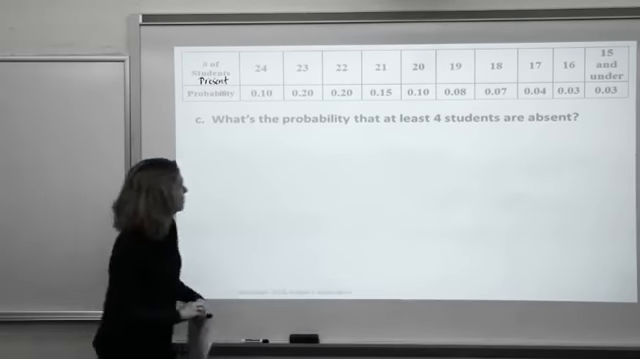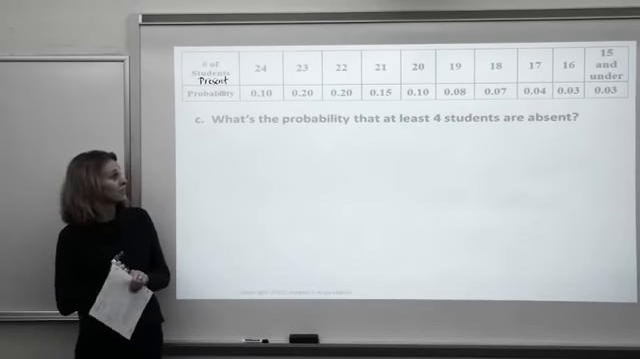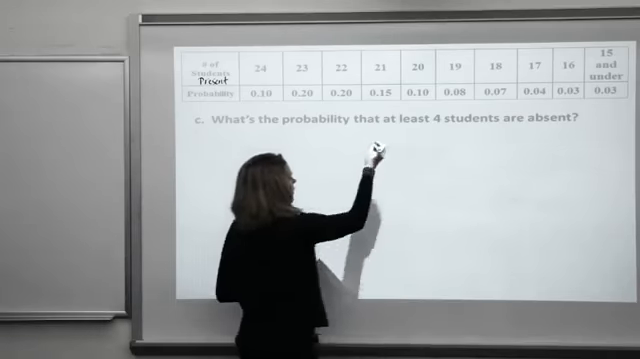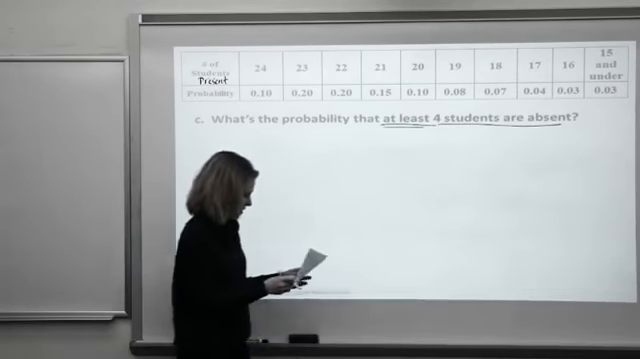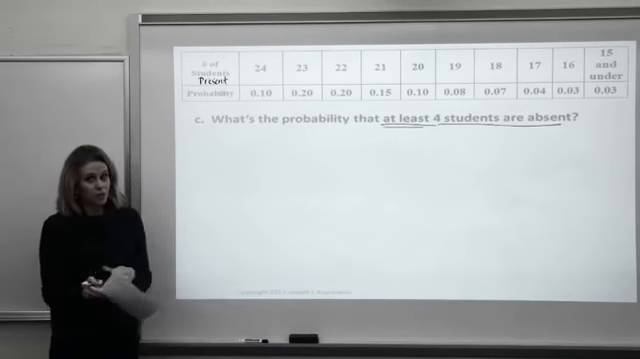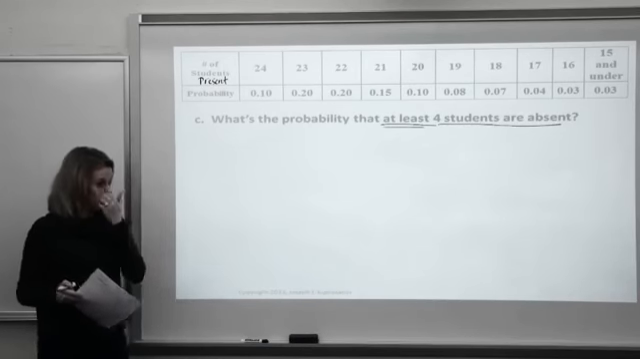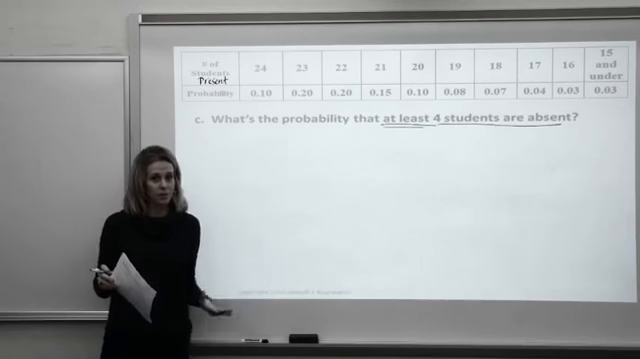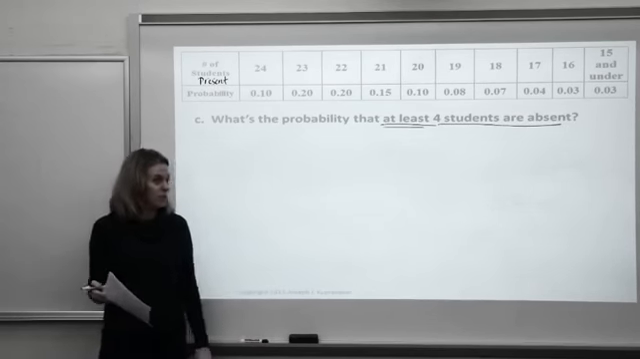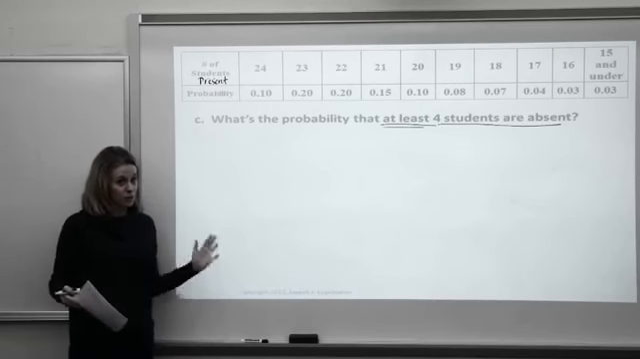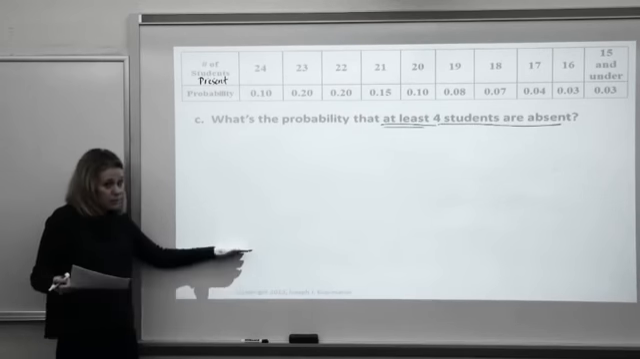All right, part C. What's the probability that at least 4 students are absent? So at least 4 students are absent. Again, make sure that you know what at least 4 is. I'm not sure why, but sometimes students get confused and they want to make it like less than 4 students.